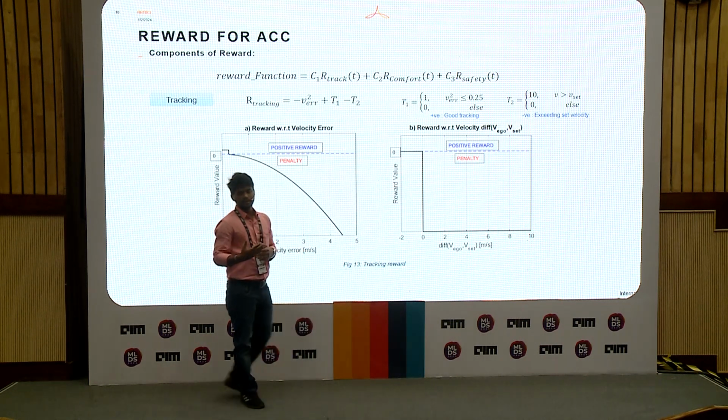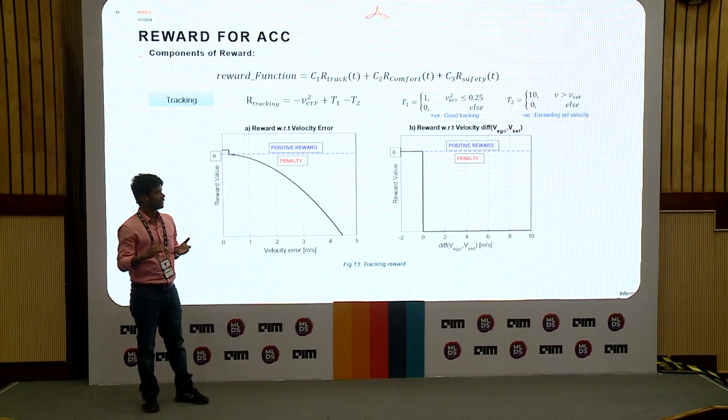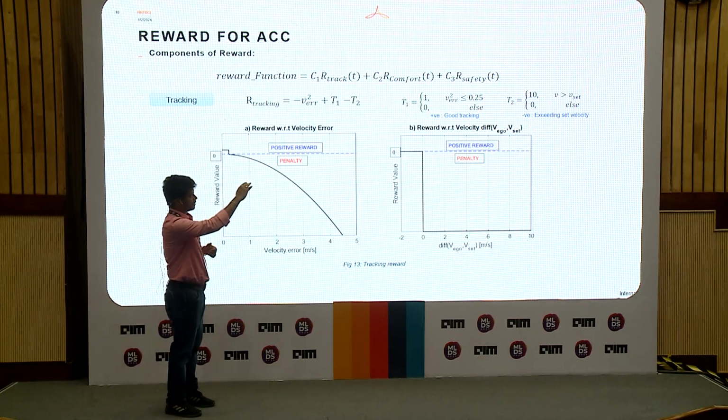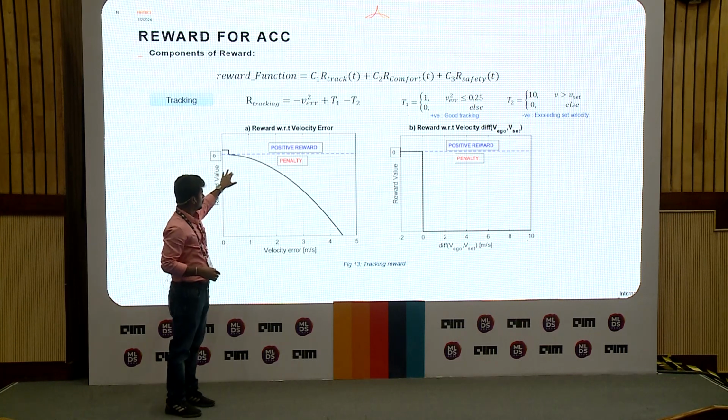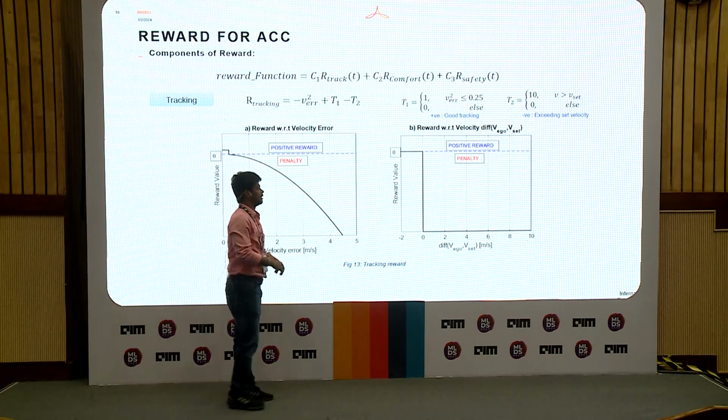Here in cruise control we also set a maximum speed for the car. If I'm going above the set car speed, then I will be incurring some amount of negative reward. So that is T2. You could see here the combination of the first component and the T1 component. Here this is the T2 component.